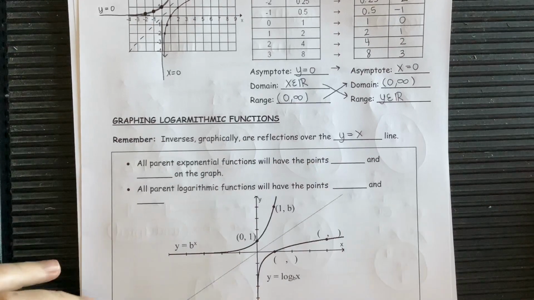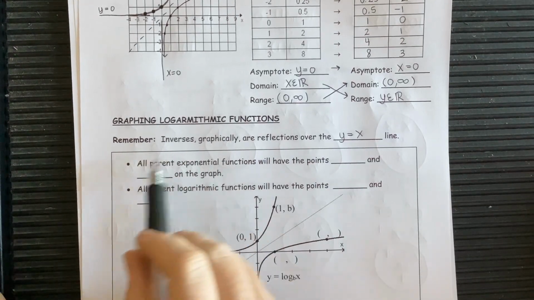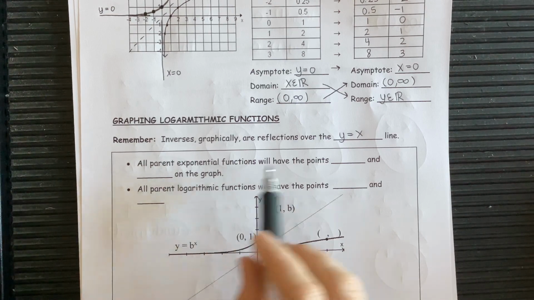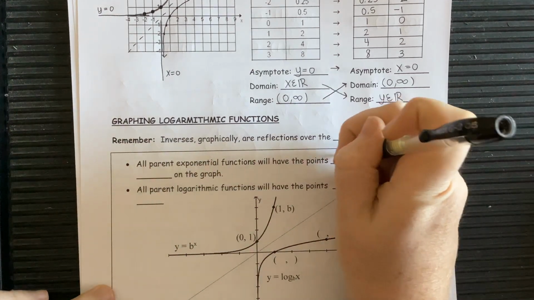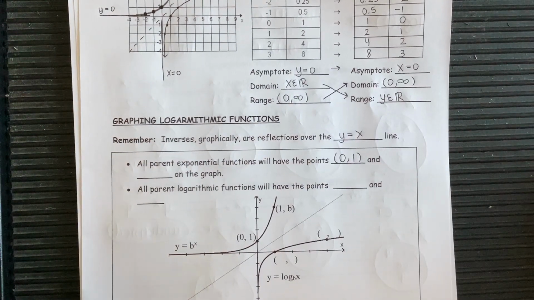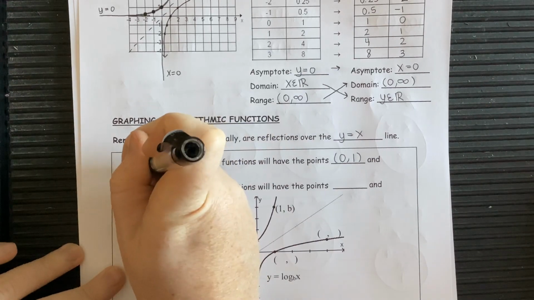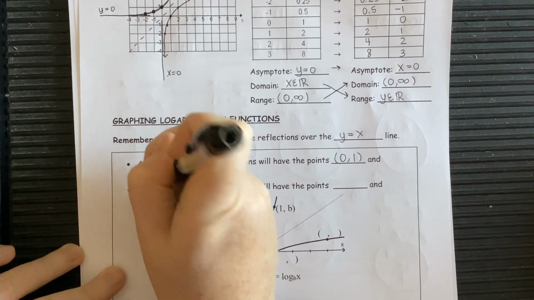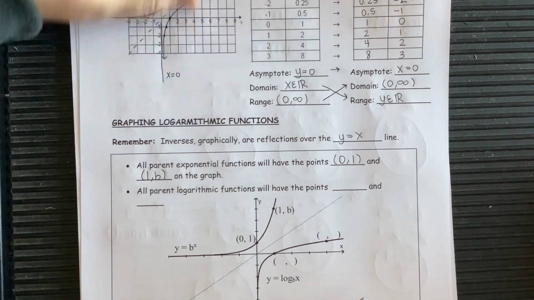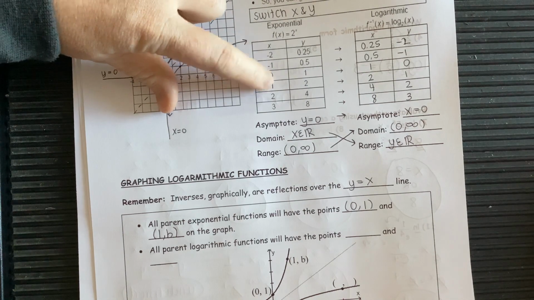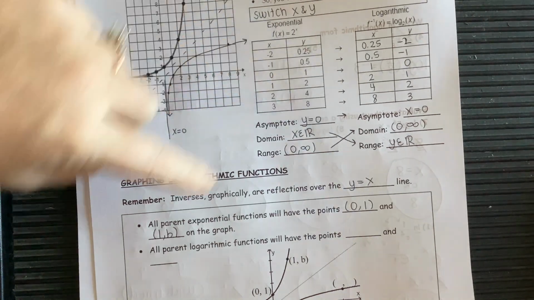We just talked about that. And then this is going to be really, really important down here. This is going to help you build your tables and things like that. So exponential parent functions are always going to have the point 0, 1. We talked about that a lot. Anything raised to the 0 power is 1. And then anything raised to the first power is going to be whatever the base you were given was. So like in this case up here, our base was 2. So we had the point 1, 2. So that's 1, b.